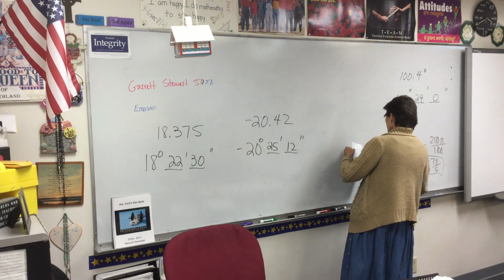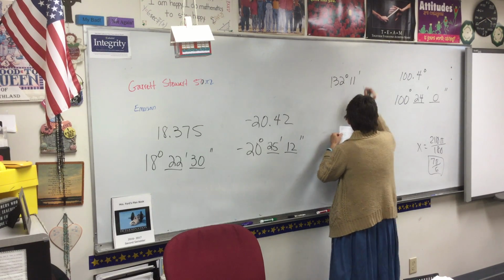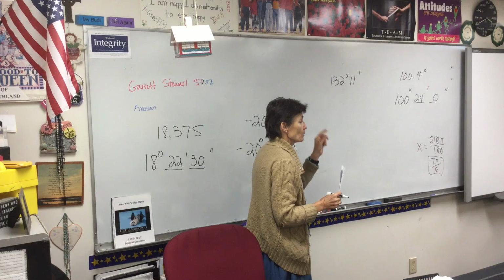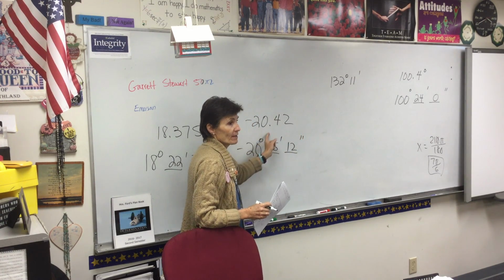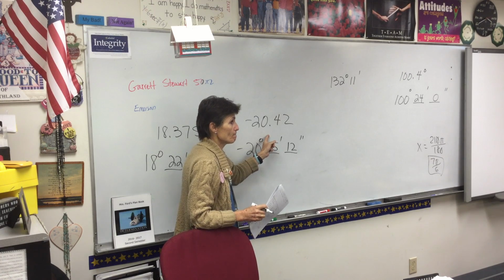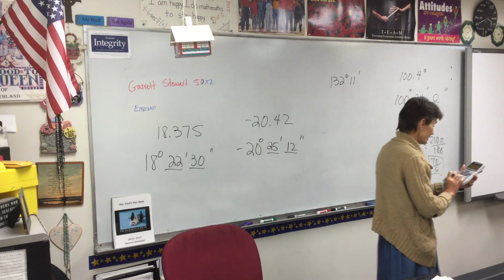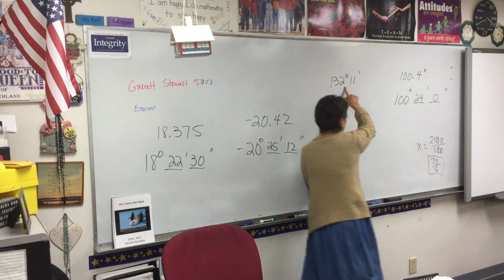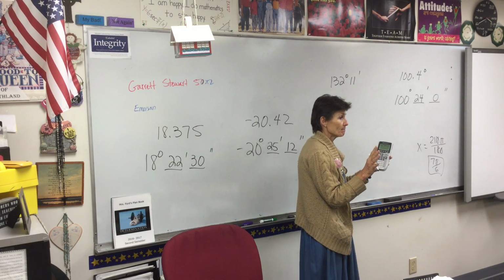So in number 4, you have 132 degrees and 11 minutes. And we want to know what would the decimal be for that. Okay? So here's what we're going to do. Everybody pay attention. We're going to type in the first part of the angle. So we're going to type in 132. Just that part. Got it?